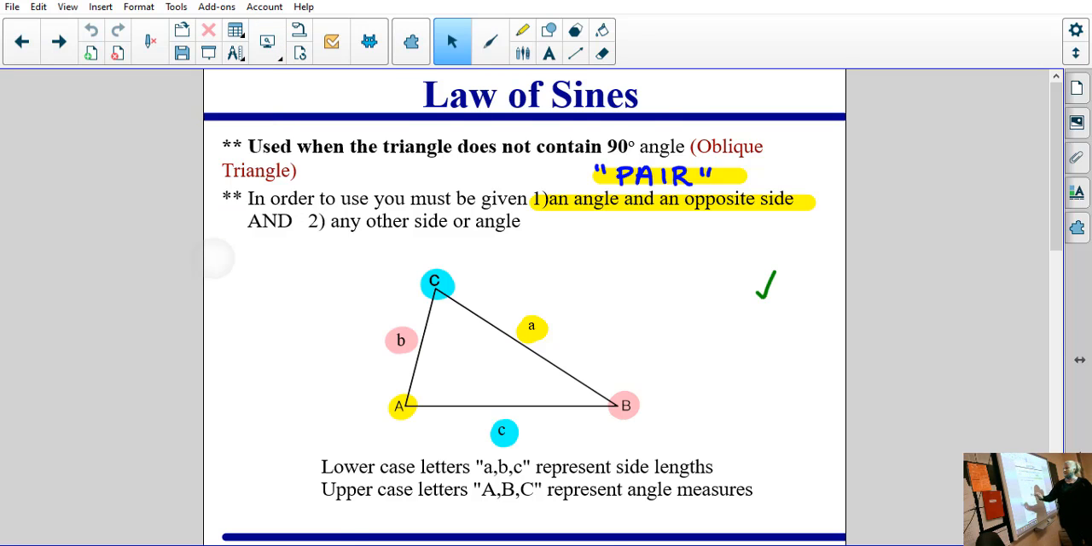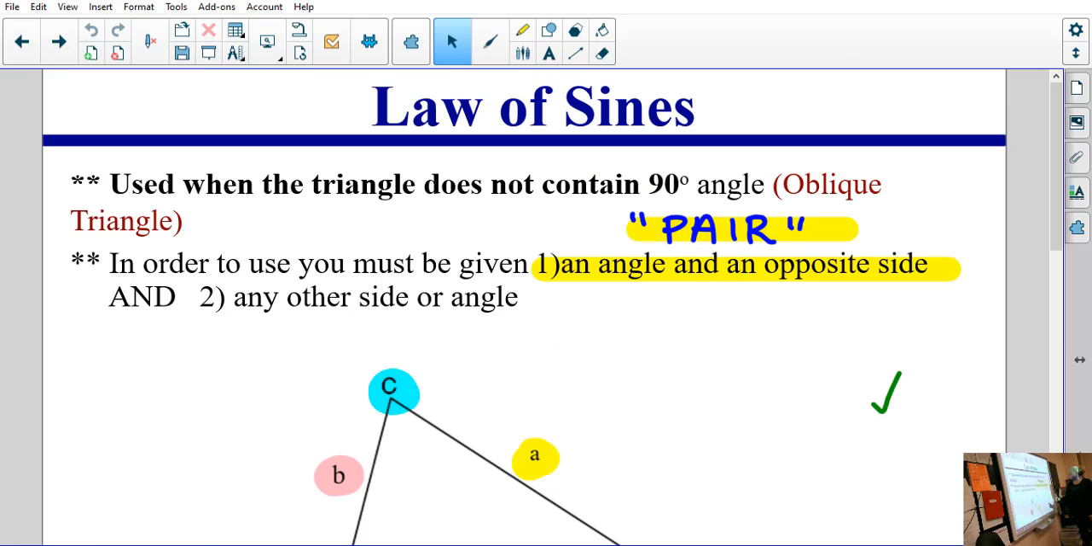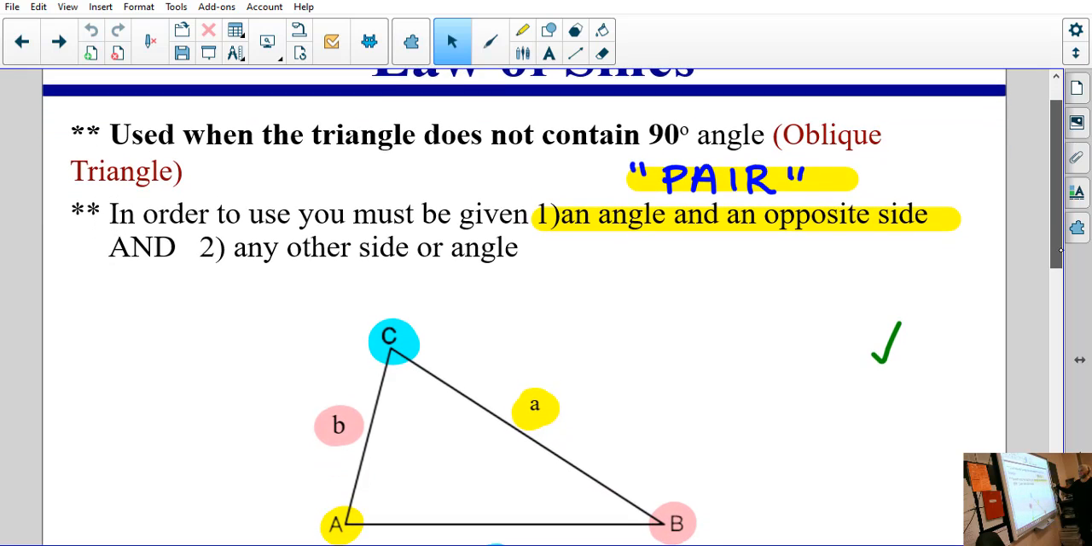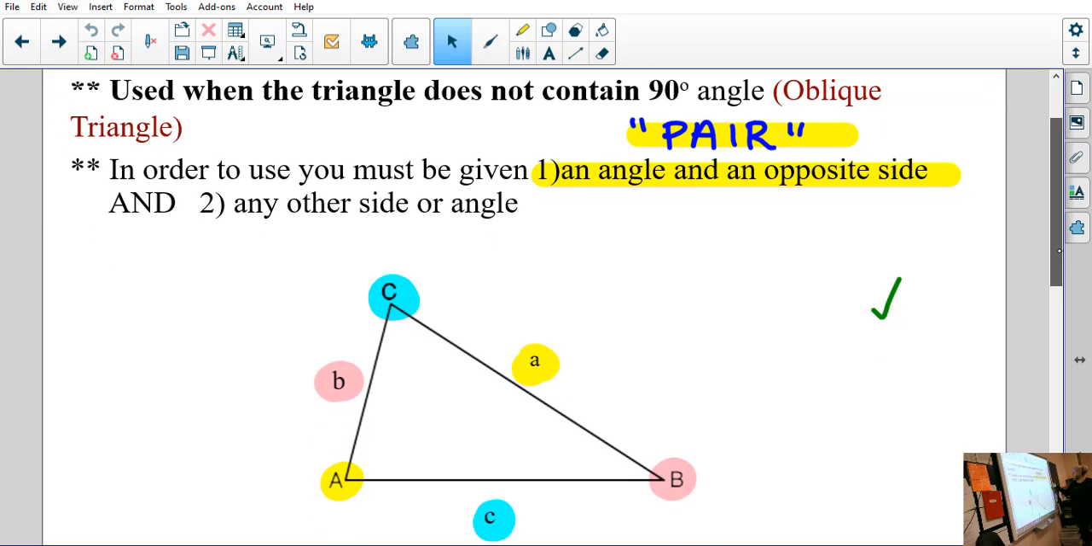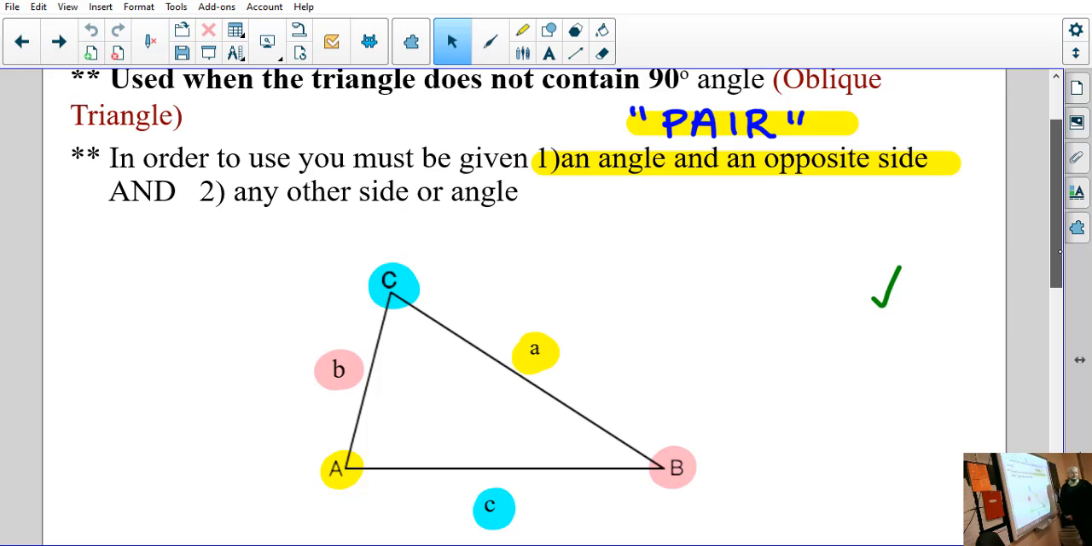The first one's called law of sines, and the second one's called law of cosines. There's no such thing as law of tangent, and as you go through math, you're going to learn that tangent is just a combination of sine and cosine anyways. So really, tangent's not its own thing. Sine and cosine are the only two real ones.